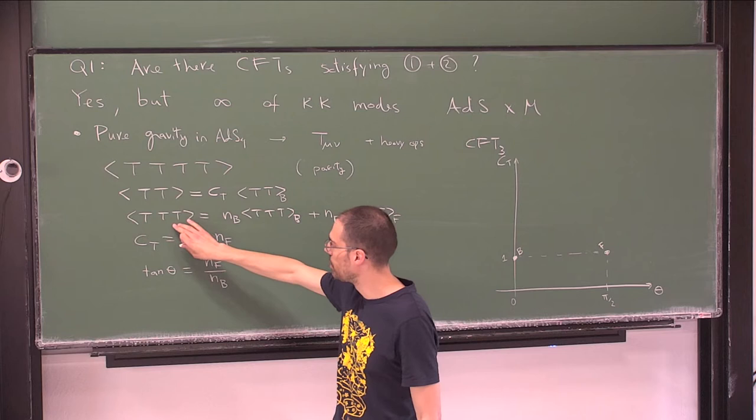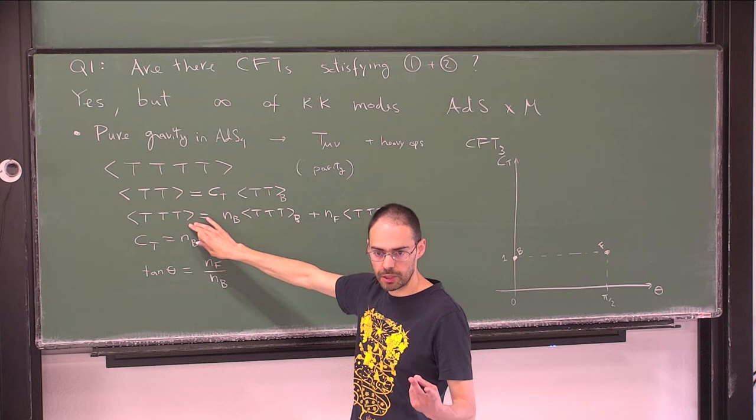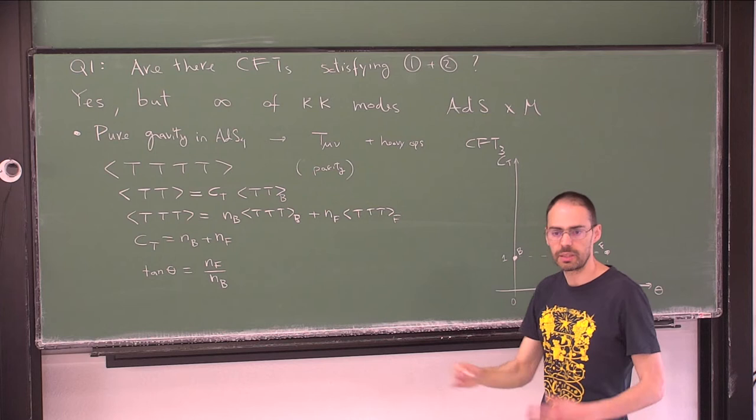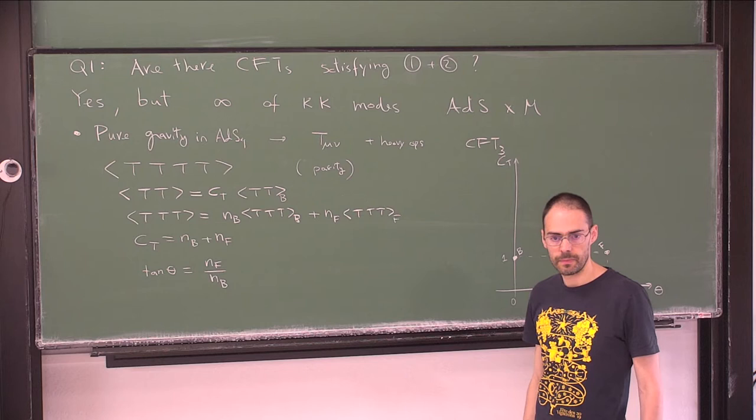There are two independent structures, and I can choose the two independent tensor structures to be the theory of a free boson and the theory of a free fermion. It's just a parameterization of the three-point function. In particular, NB and NF will not be integers in general. They are just generic numbers.